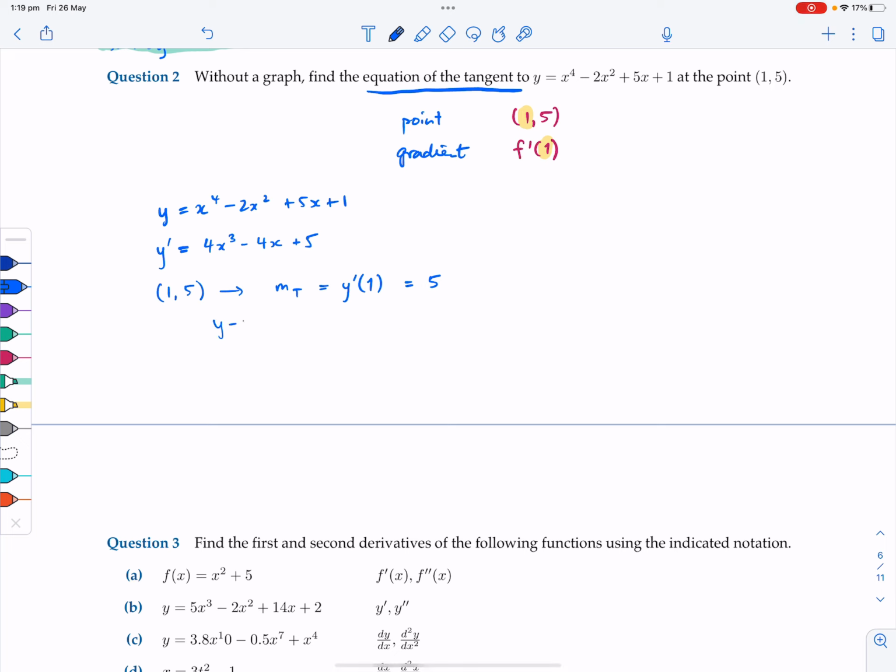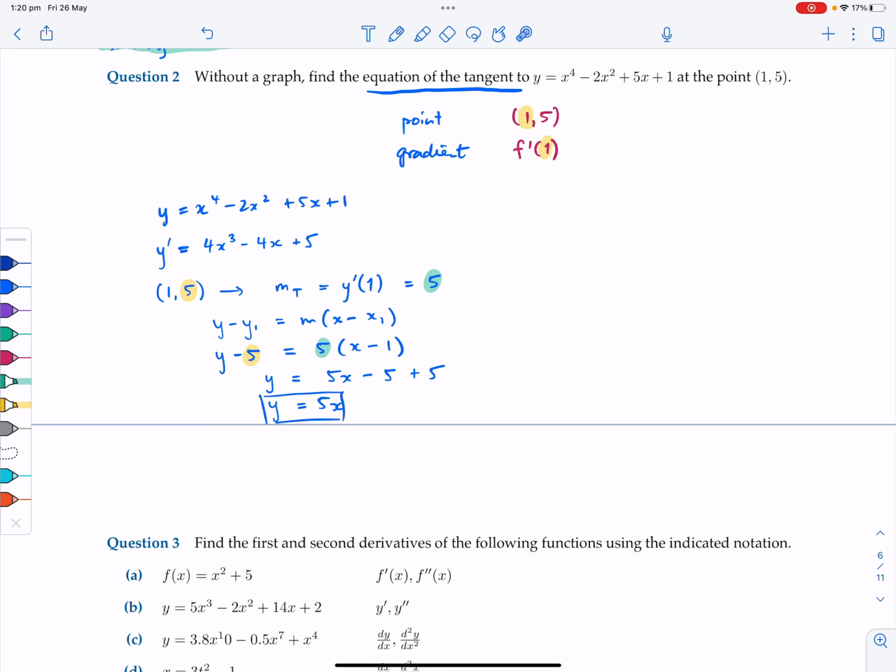So we have y minus y1 equals m times x minus x1. We have y minus 5 equals 5 lots of x minus 1. I'm just going to use a bit of highlighting here. That y value is there, and that gradient value is there. It's kind of unfortunate that they're the same number, 5, right? Because it makes it look like it's meant to be when it's not, but whatever. And so we get y equals 5x minus 5 plus 5, moving the minus 5 over. So y equals 5x is the answer to this question.